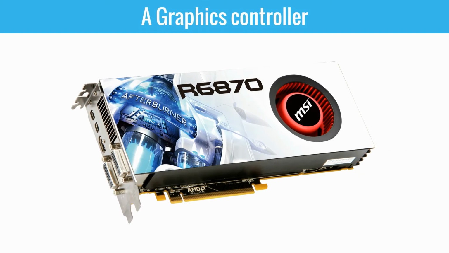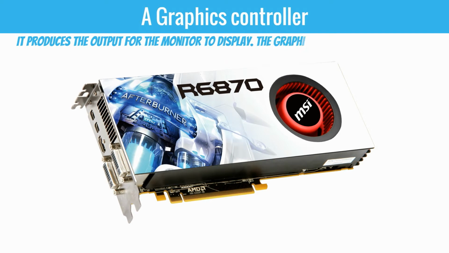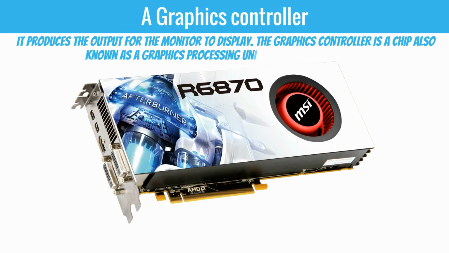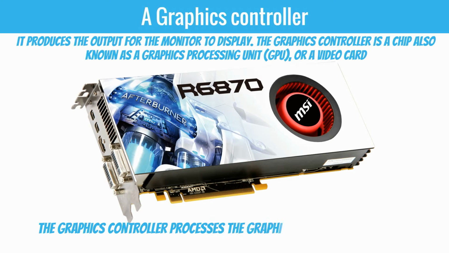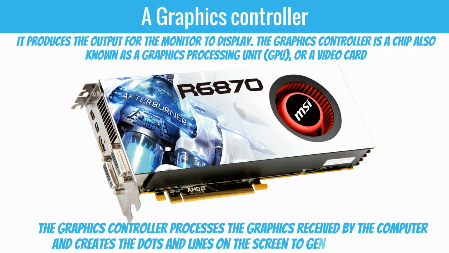A graphics controller. It produces the output for the monitor to display. The graphics controller is a chip also known as a graphics processing unit, GPU, or a video card. The graphics controller processes the graphics received by the computer and creates the dots and lines on the screen to generate the picture.